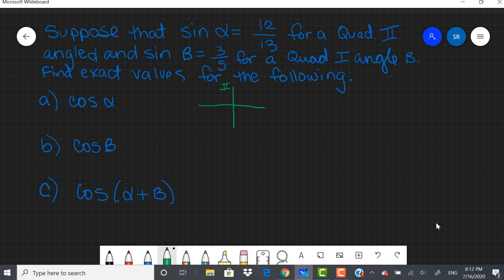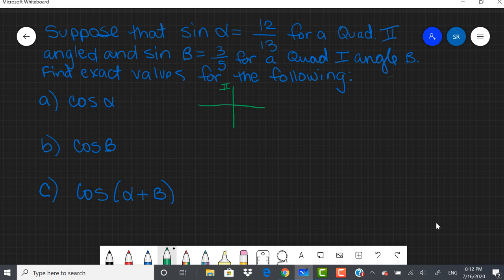Remember, there's an acronym that says All Science Teachers are Crazy. All stands for quadrant 1, which means everything is positive. Number 2, Science, S stands for sine, which means sine is positive. That means cosine and tangent are both negative. We don't care about tangent in this problem; we're just going to focus on cosine. So my cosine will be negative here.